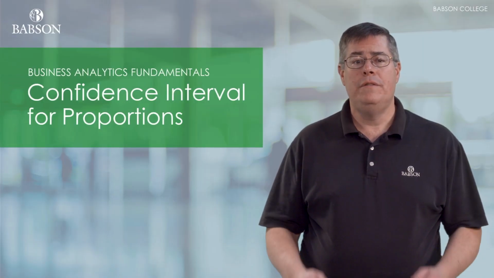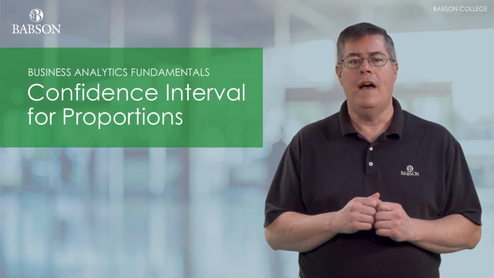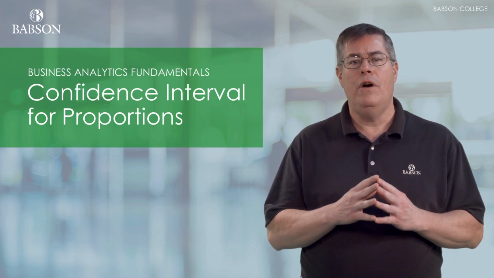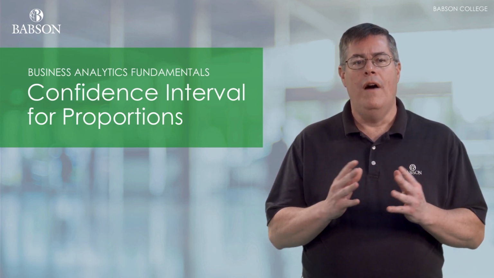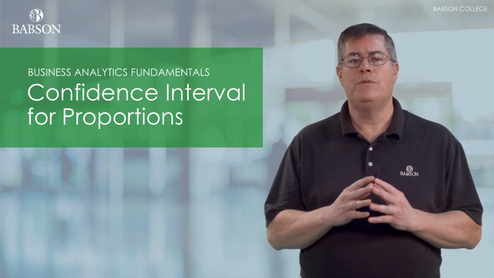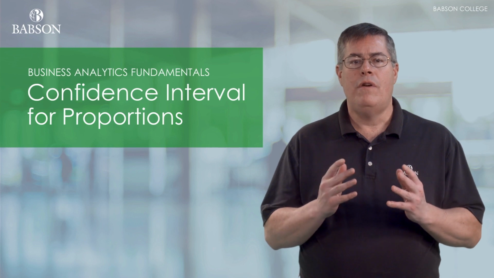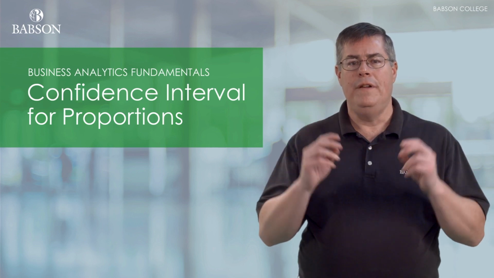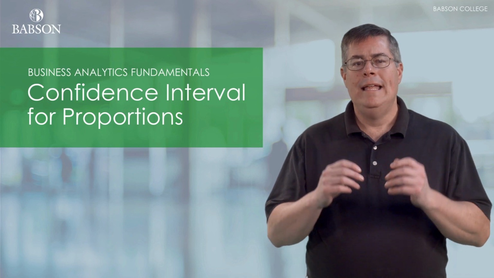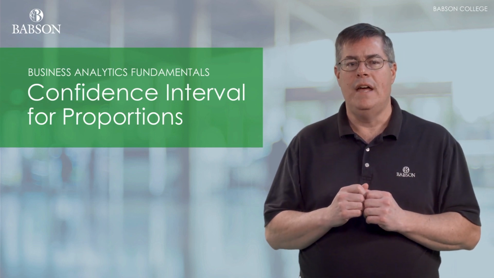Now, we are going to review the process of creating a confidence interval. The first interval we'll create is for an unknown population proportion, often called pi. A confidence interval will provide us with a range of values from which we can be fairly confident that our true population proportion will be captured.